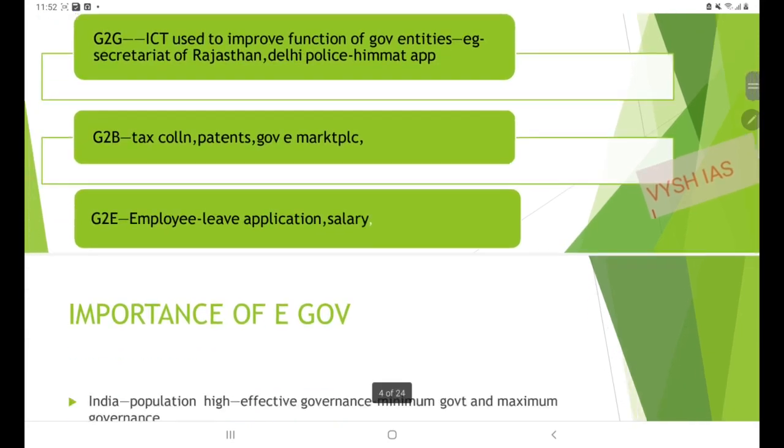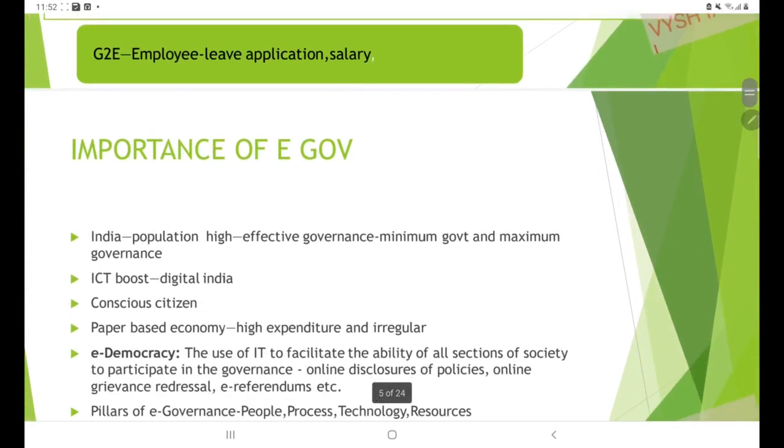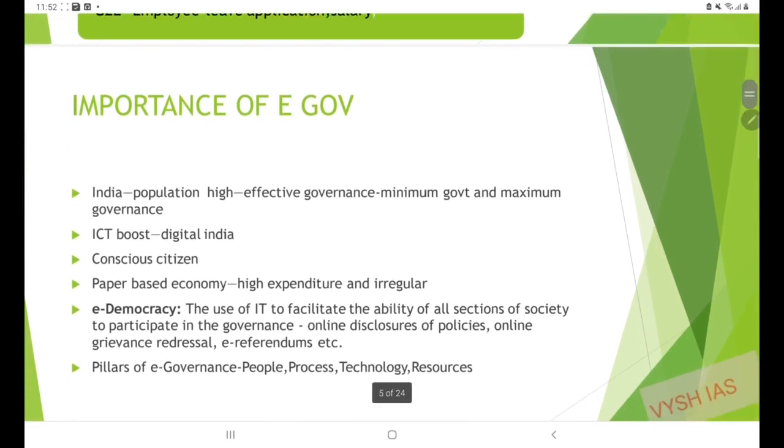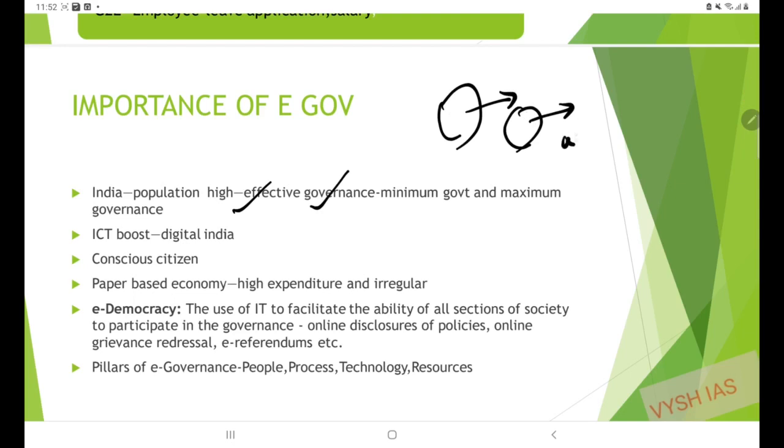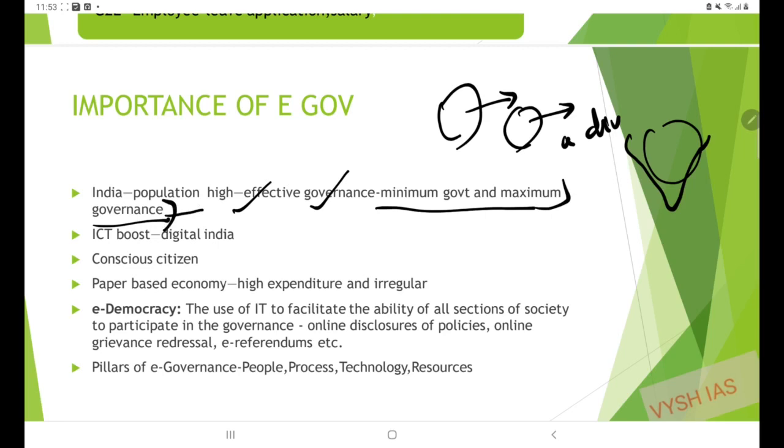Okay, then talking about the importance of e-government. In India, as we know, the population is very high. So for effectively administering people, how can a group of people sitting at a parliament or a state legislature administer all the varied and diverse needs of this huge population? That is practically not possible. So this is in line with the minimum government and maximum governance model of the current government.